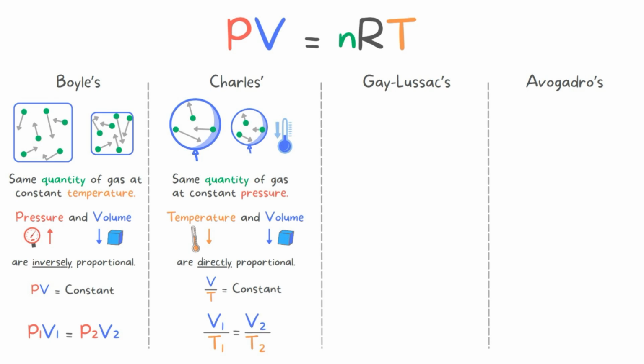The volume units don't need to be converted. So you just need to make sure that the volume units are the same as each other. So if you use milliliters for volume 1, then milliliters needs to be used for volume 2.